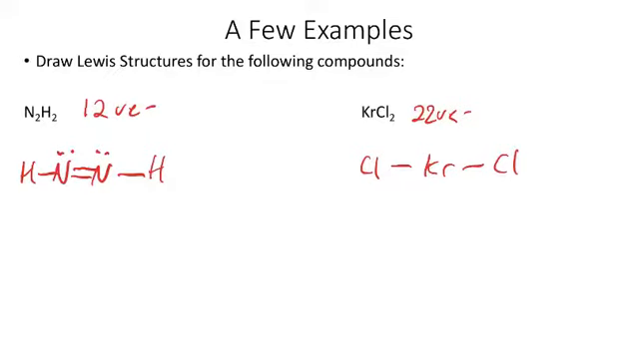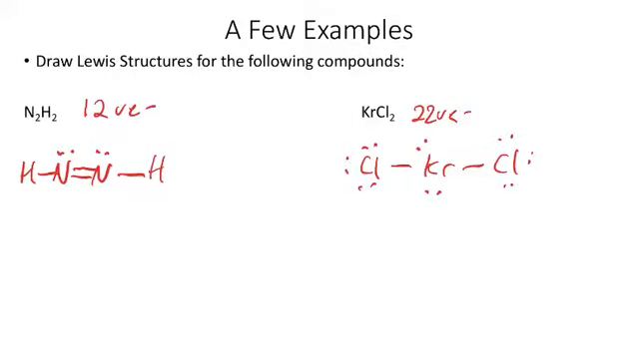We're down to 18. We're going to give each chlorine an octet. That's going to cost us an additional 12 electrons. So we have used a total of 12, 13, 14, 15, 16 electrons. We have 6 more electrons remaining. Krypton requires 4 of those 6 electrons to complete its octet. We have 2 electrons that remain, and everything has an octet.